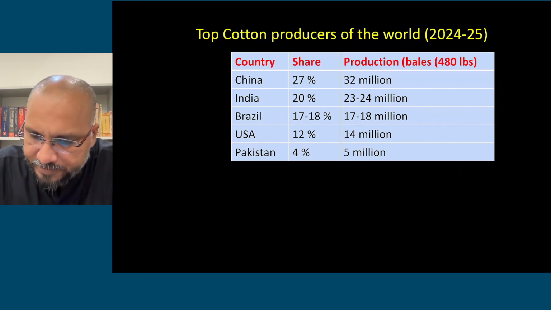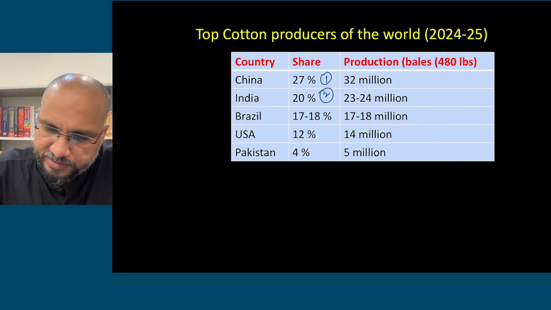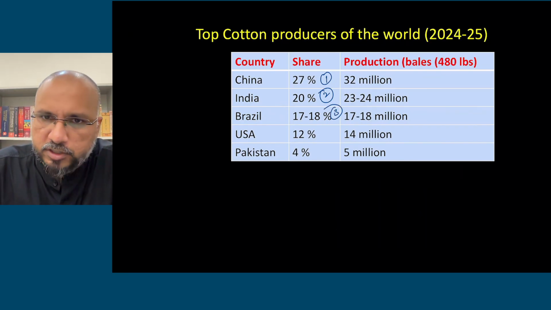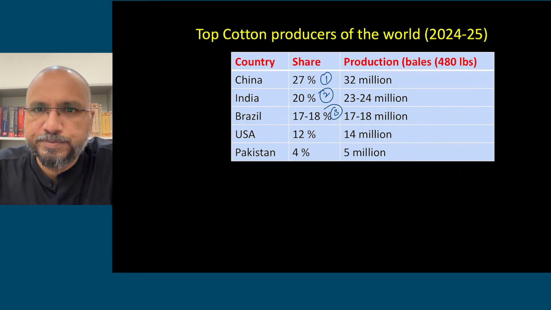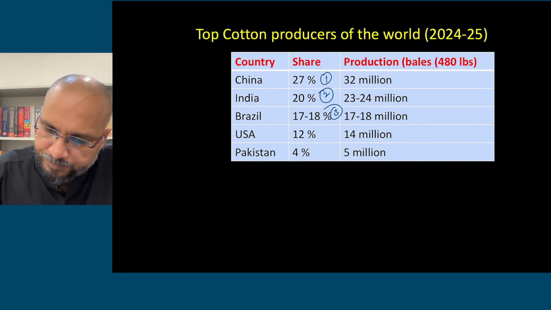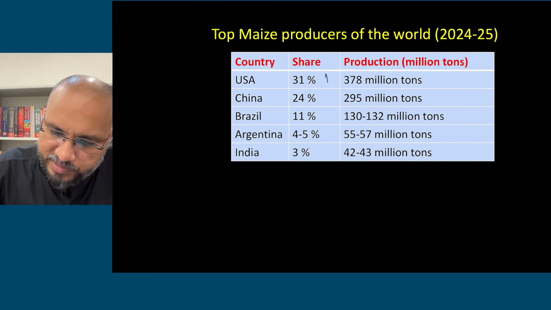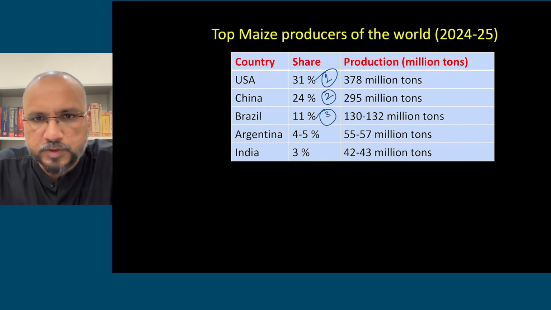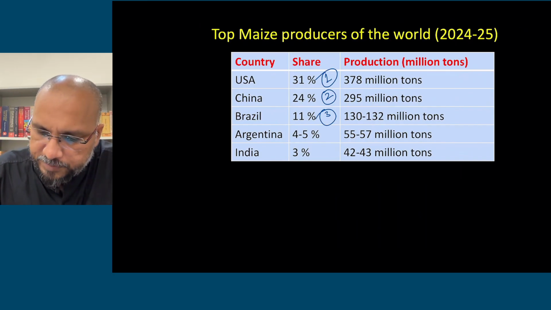With respect to cotton, China occupies the first place, second is India, third is Brazil. These are the top cotton producers of the world, in million bales. Each bale consists of 480 pounds. Top maize producers: first is USA, second is China, and third is Brazil. India is at fifth place. This is in million tons. With respect to maize, US occupies the first position.